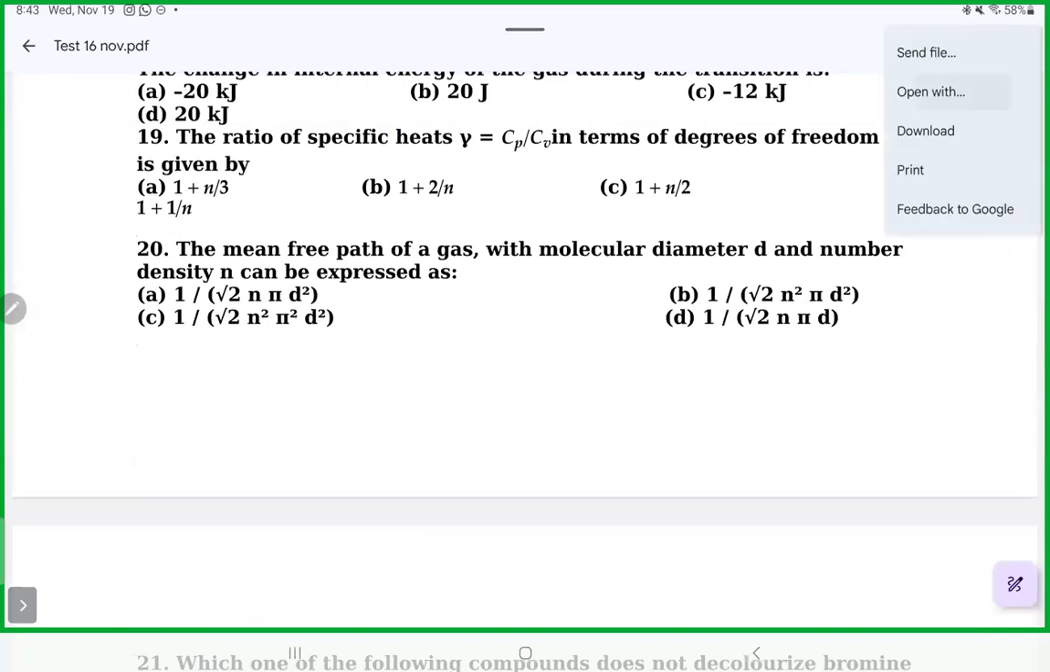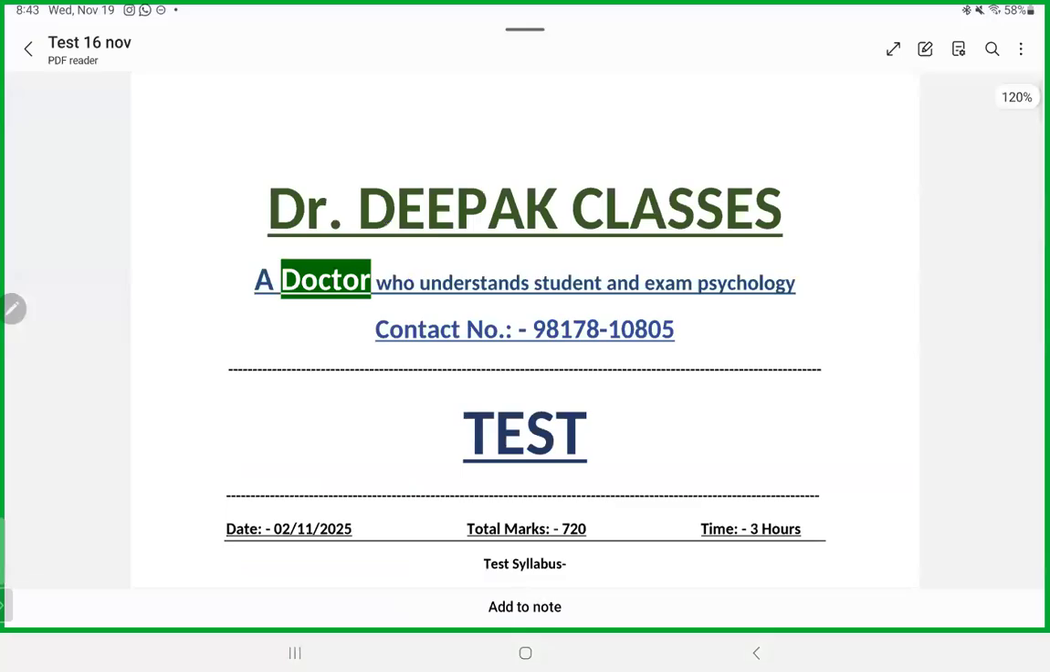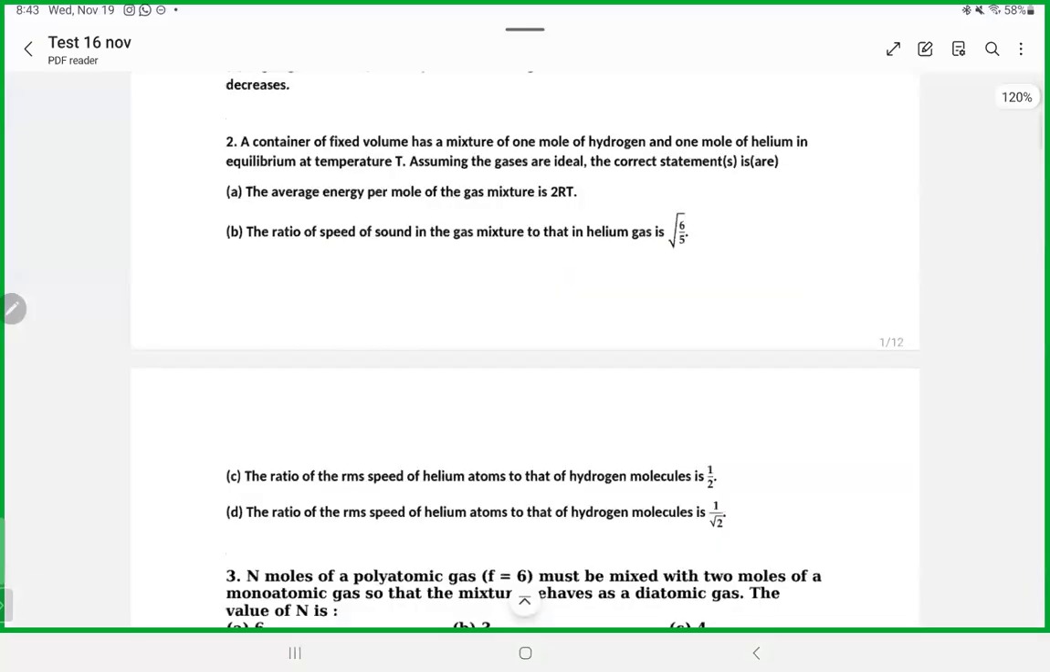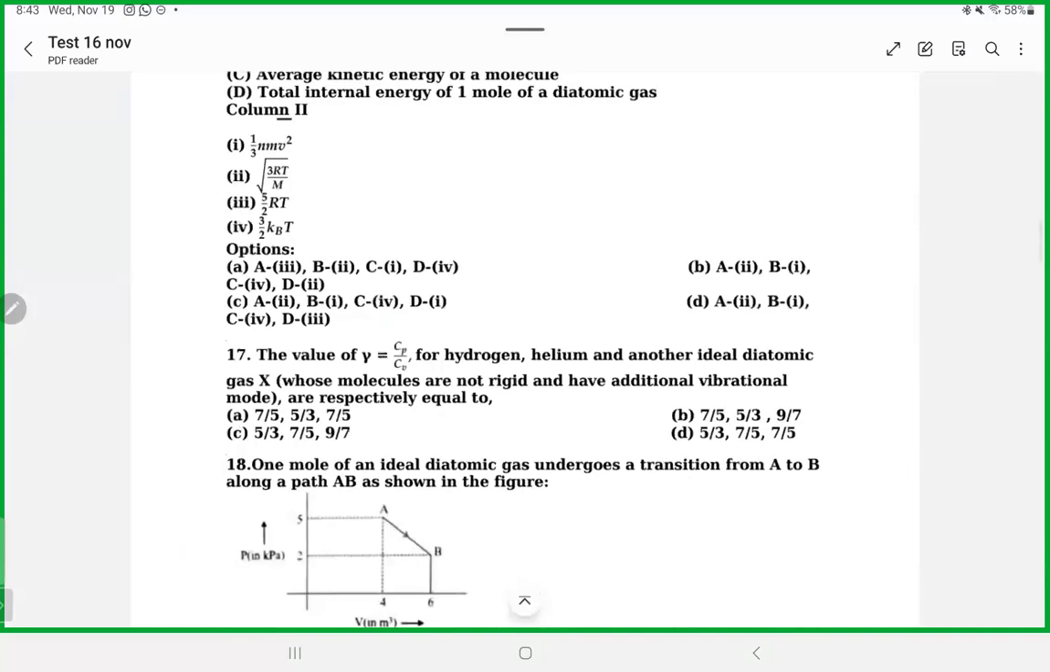I'll start from the back. Why? Because in the end you have all the PYQ questions.